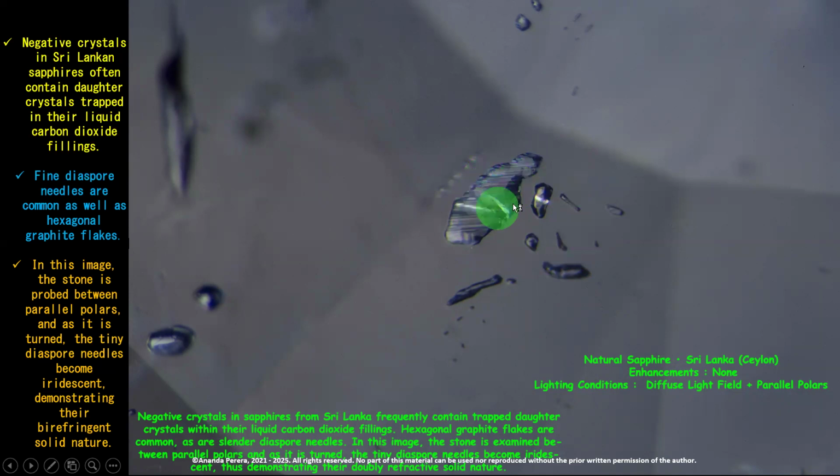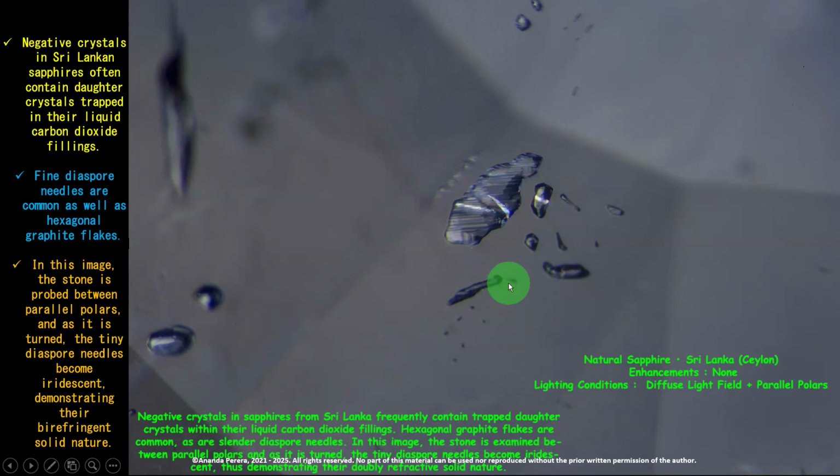And can you see here, diaspore needles? These needle-like inclusions are diaspore needles. They are common, as well as hexagonal graphite flakes. The shape is hexagonal. Like corundum, all are hexagonal shapes. Graphite is also hexagonal like corundum. So graphite crystals are here.